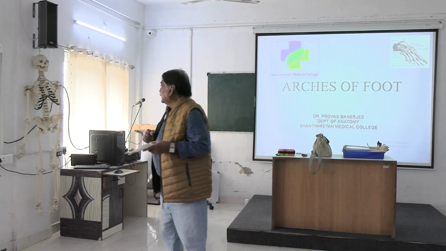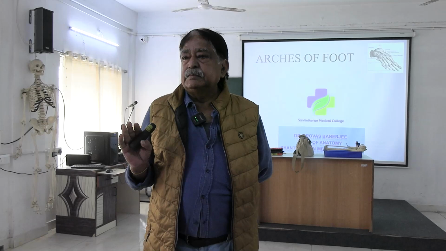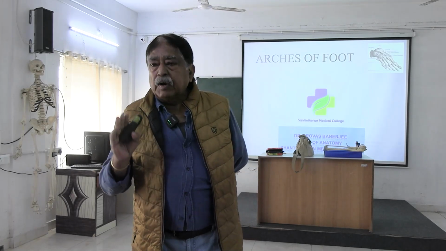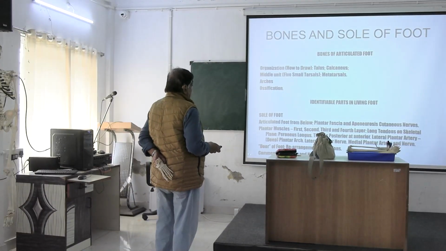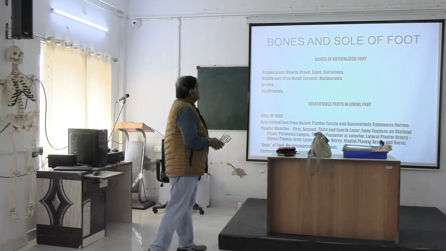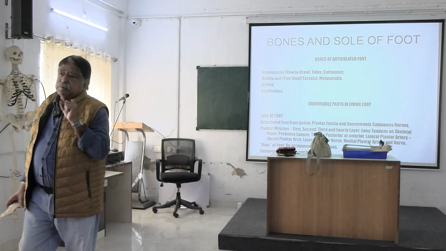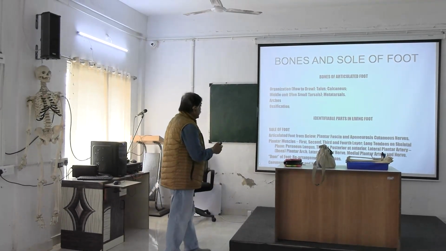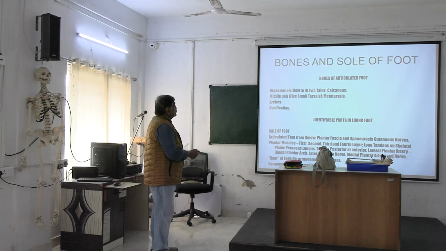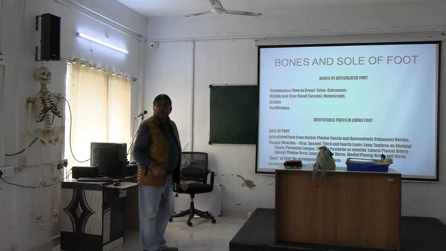Now what I want to say is that you have to know the bones first. So how do you remember? Now, bones and sole of the foot. Bones and sole of the foot. What are the bones? Now organization, how to draw: talus, calcaneus, middle unit, 5 small tarsals, metatarsals, arches, ossification.